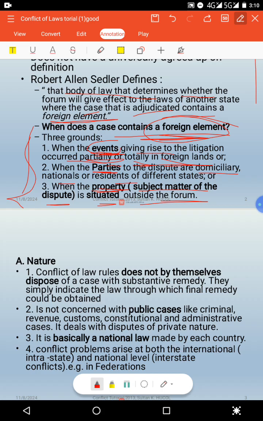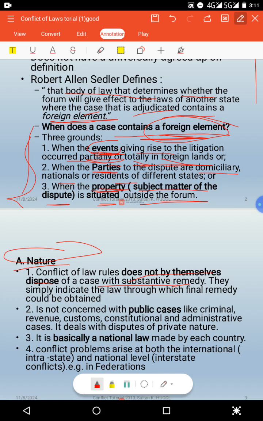The next thing you have to understand in order to score A+ is the nature of conflict of laws. The conflict of laws rules do not by themselves dispose of a case with a substantive remedy. They are only indicators, as means. They are not ends by themselves. They show where the forum will be or where the issue will be resolved, but they will not give a solution to a problem. They direct us to the places to have a solution. They direct procedures that will give us a final result, but they are not ends by themselves.